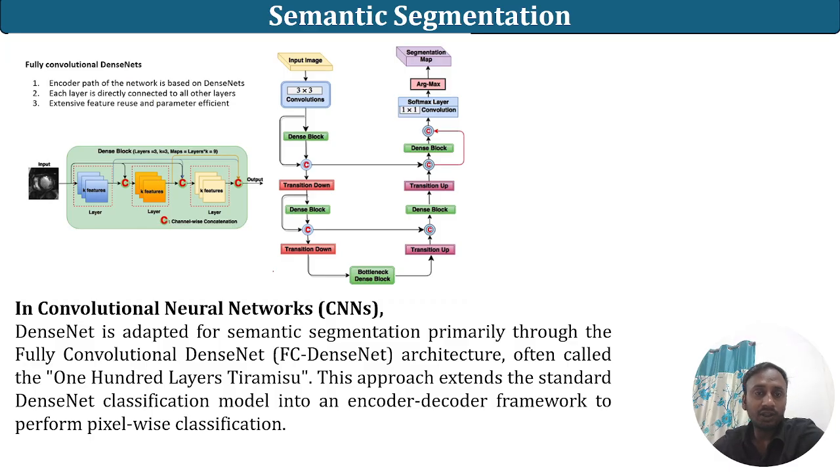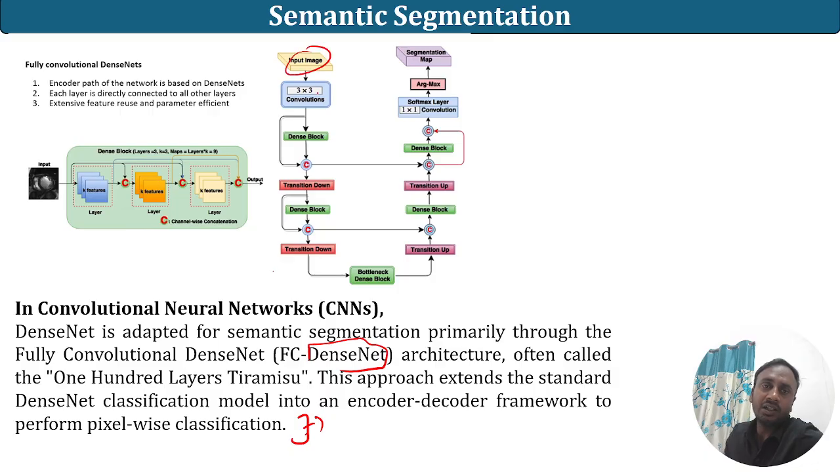Then we have one more thing called DenseNet. DenseNet is adapted for semantic segmentation primarily through the FCN, and it is the 100-layer Tiramisu. This approach extends the standard DenseNet into an encoder-decoder framework. It's a pixel-wise classification. Instead of going class-wise, we can also do pixel-wise classification.